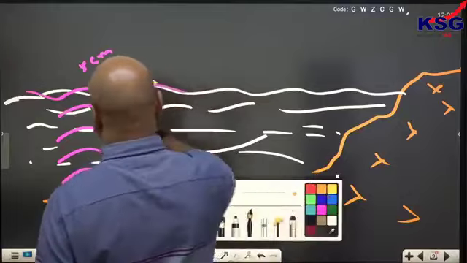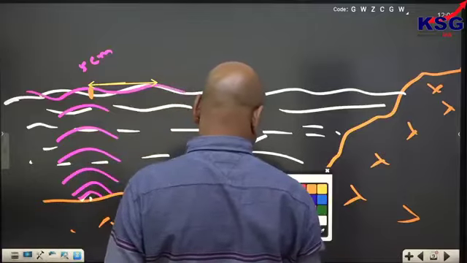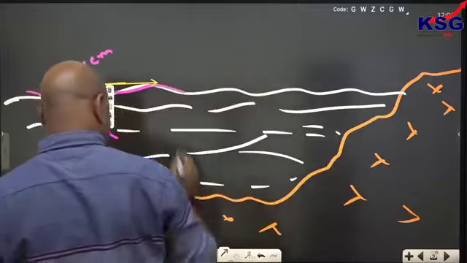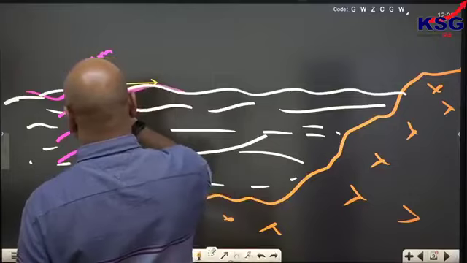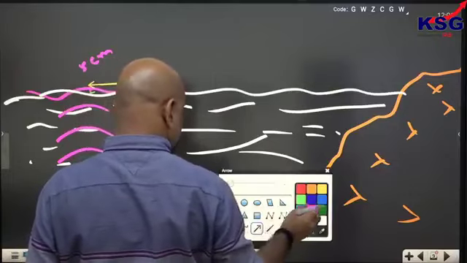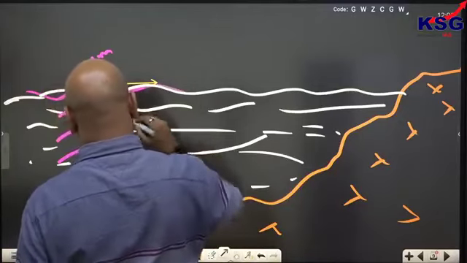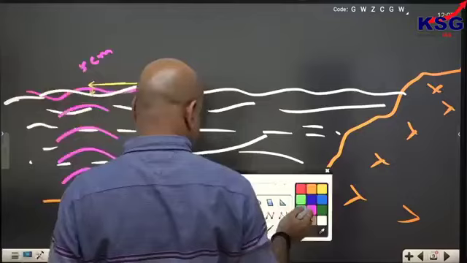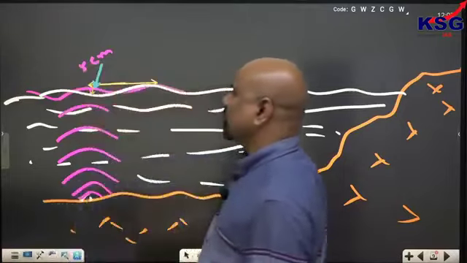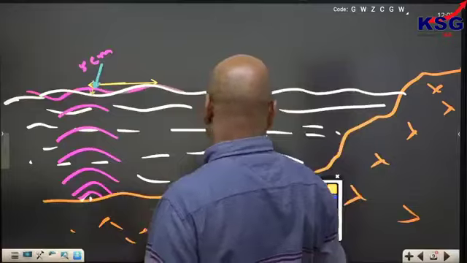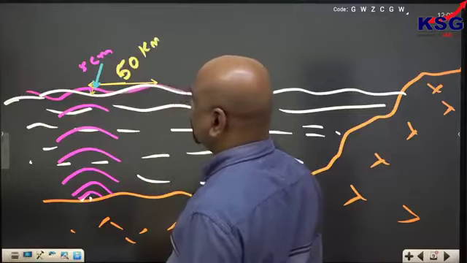Wave height is only 5 centimeter. Let us say this is only 5 centimeter. This wave height here is 5 centimeter, but the wavelength, let us say, is 50 kilometers. The wavelength is 50 kilometers.